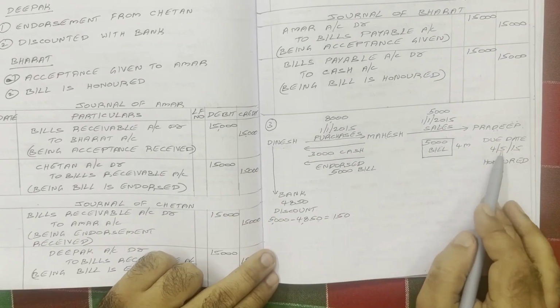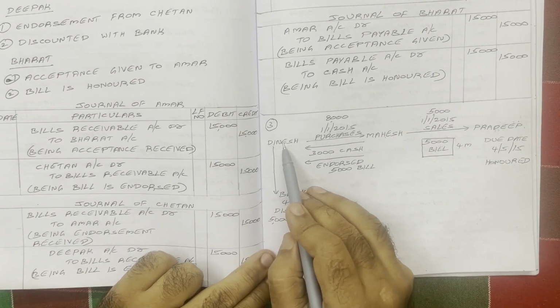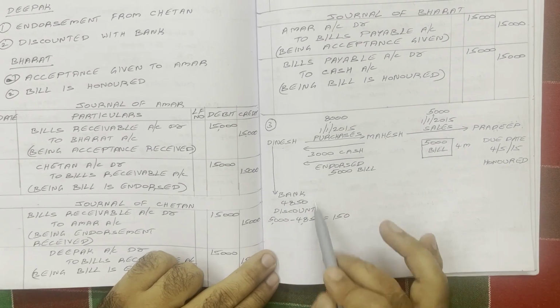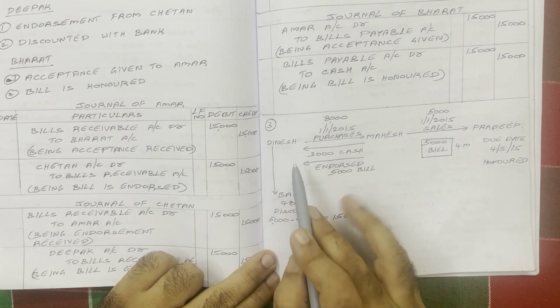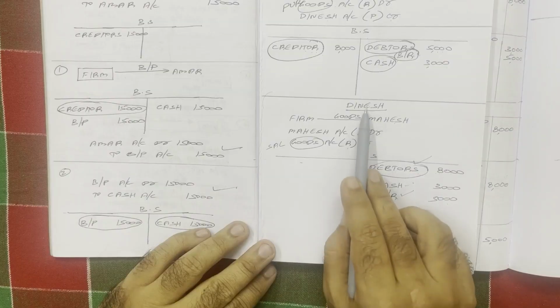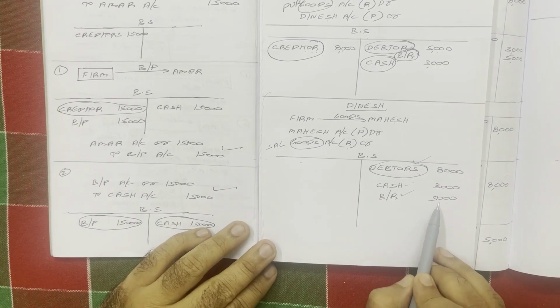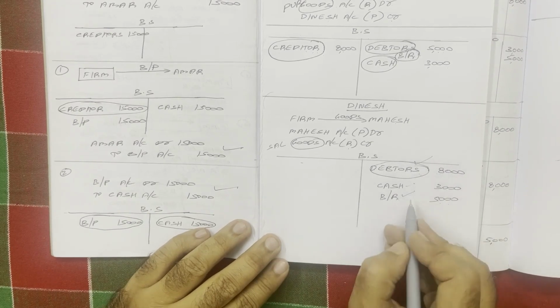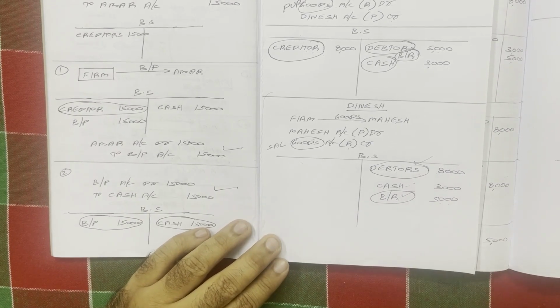Next, what happened? Instead of waiting till the due date, Dinesh sold this bill to his bank. He discounted the bill. Now for this discounting, in Dinesh's books we have to write the entry. So with Dinesh, a 5,000 worth bill is there. He sold this bill to the bank. Means now this bills receivable is not there.